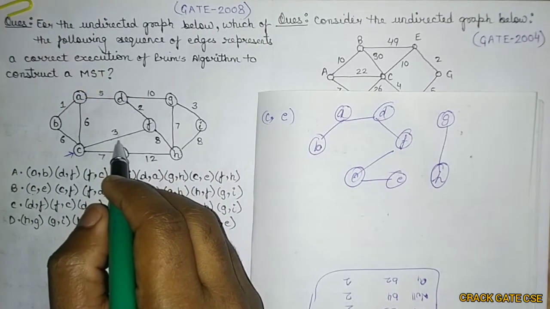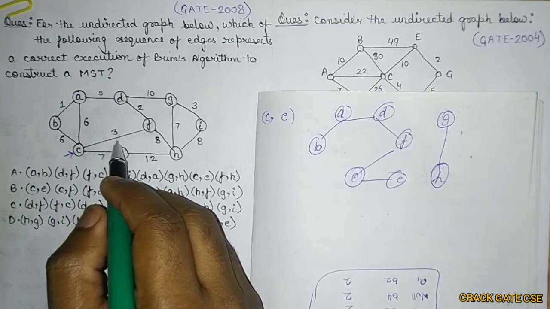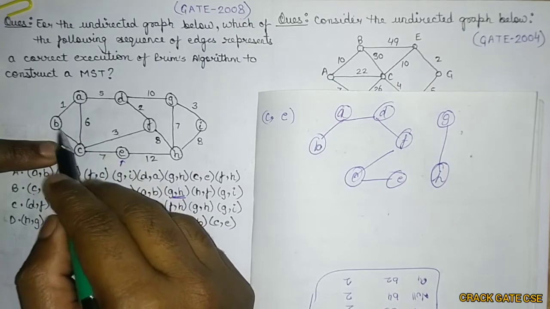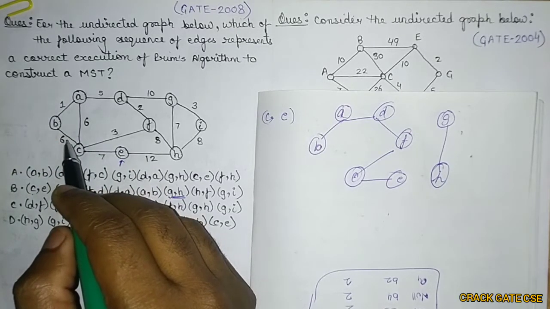Now we have to select the next minimum which does not make any cycle. If we select this 6 or this 6, it will make a cycle, which is not possible in finding a minimum spanning tree.